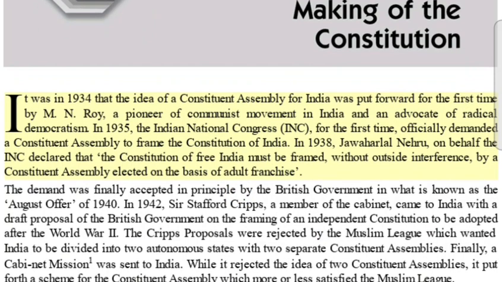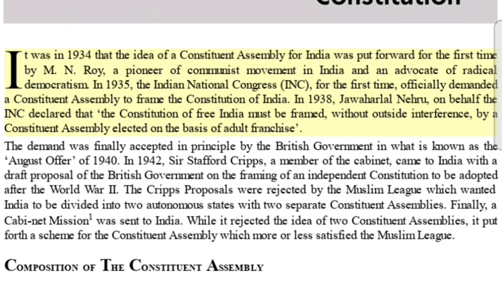The idea of a Constituent Assembly for India was put forward for the first time by M.N. Roy, a pioneer of the communist movement in India and an advocate of radical democratism. In 1935, the Indian National Congress (INC), for the first time, officially demanded a Constituent Assembly to frame the Constitution of India. In 1938, Jawaharlal Nehru, on behalf of the INC, declared that the Constitution of Free India must be framed, without outside interference, by a Constituent Assembly elected on the basis of adult franchise.